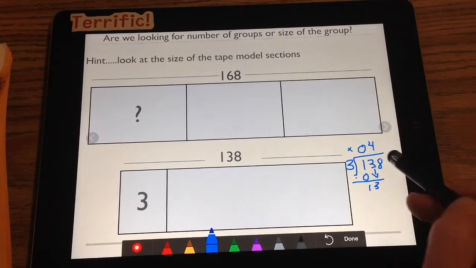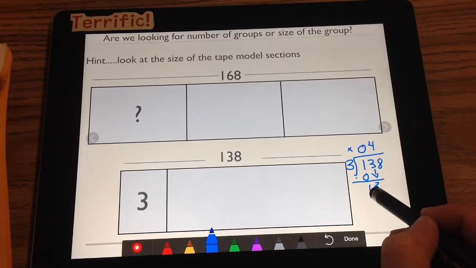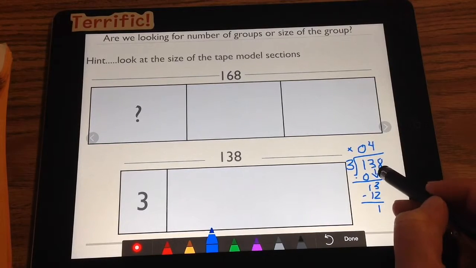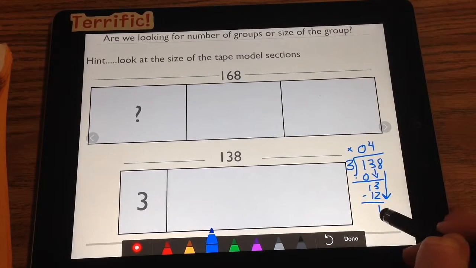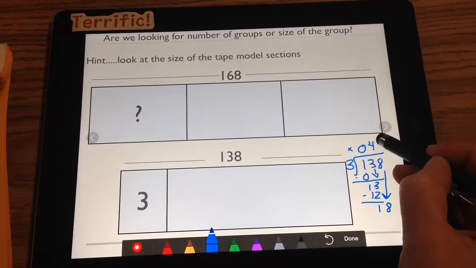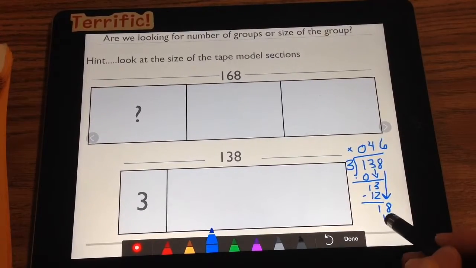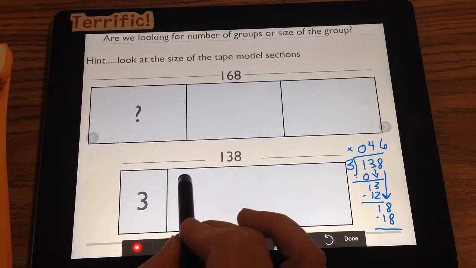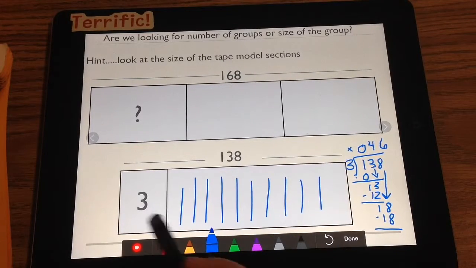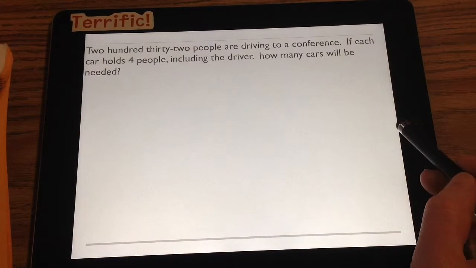I know that 13 breaks into 3 groups about 4 times, with 12, because 4 times 3 is 12. I have 1 ten left. If I unbundle that ten, it equals how many ones? 10. Plus the 8 I already had, so I have 18 ones. And I know that 6 times 3 is 18. So I know that there are going to be 46 little sections in here. I'm not going to write 46, but there will be 46 sections. Very nice. Let's go ahead and move on.